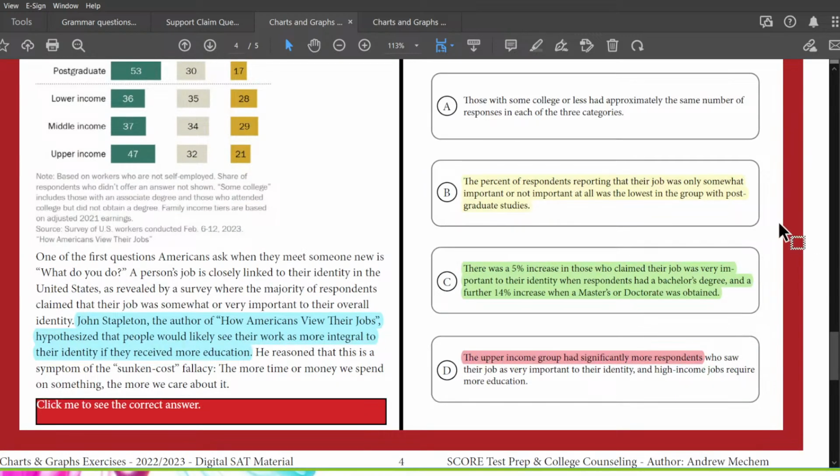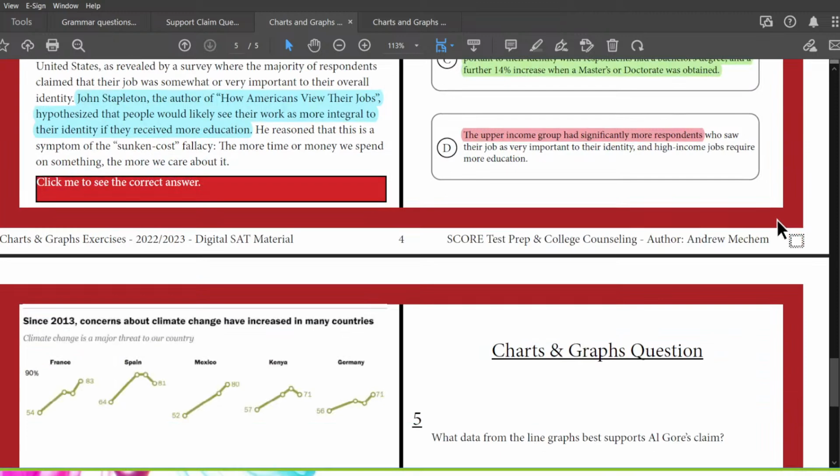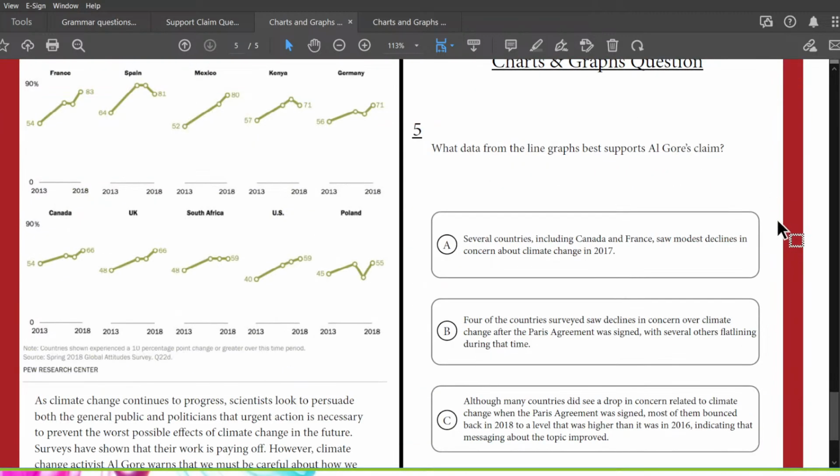Any questions about these? Oh, wait, there's one more. Sorry. Almost forgot to get into the last one.